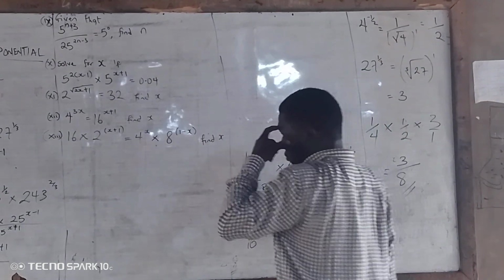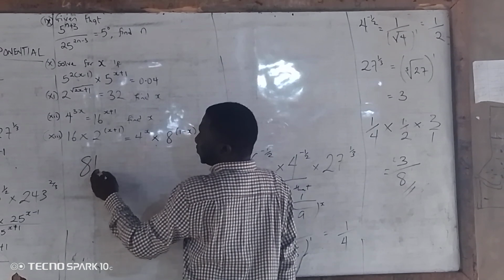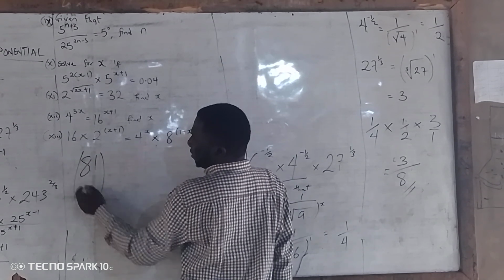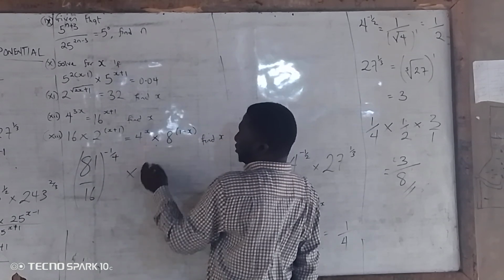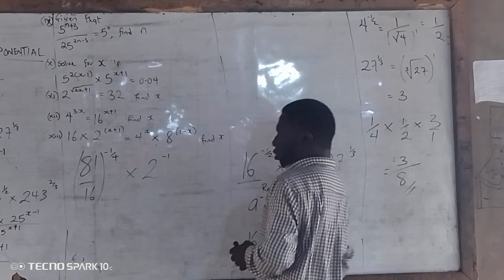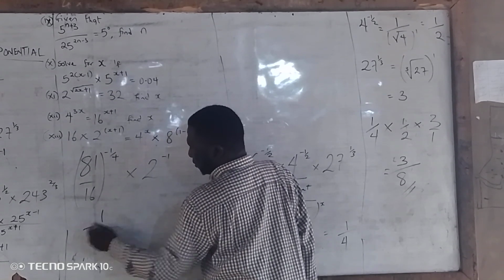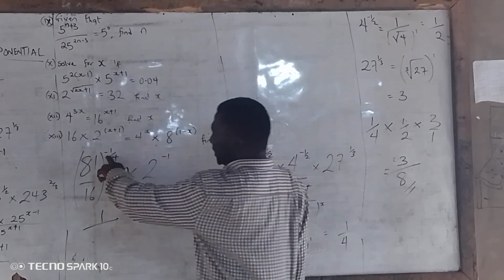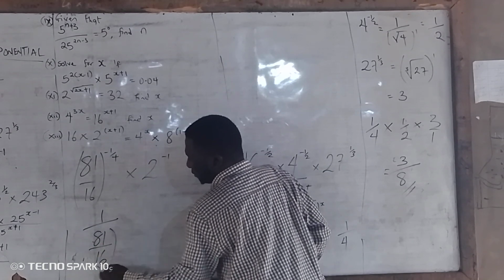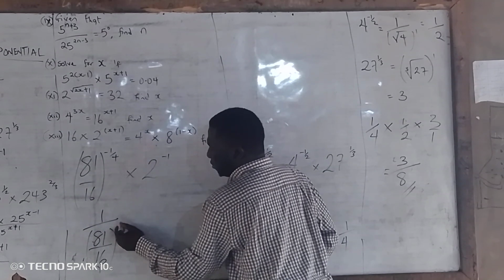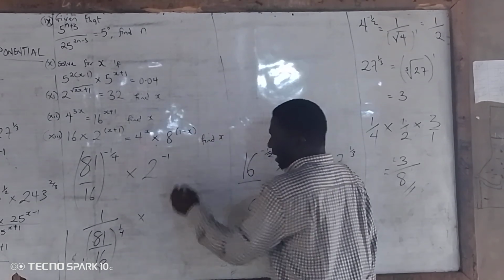number 4. Number 4 says that we should simplify 81 over 16 raised to the power minus 1 over 4 times 2 raised to the power minus 1. Alright, so like I said before, this minus here means 1 over. Now if this minus is removed, you will be left with 81 over 16, and then you have the 1 over 4 times, then this raised to the power minus 1 is 1 over that thing.